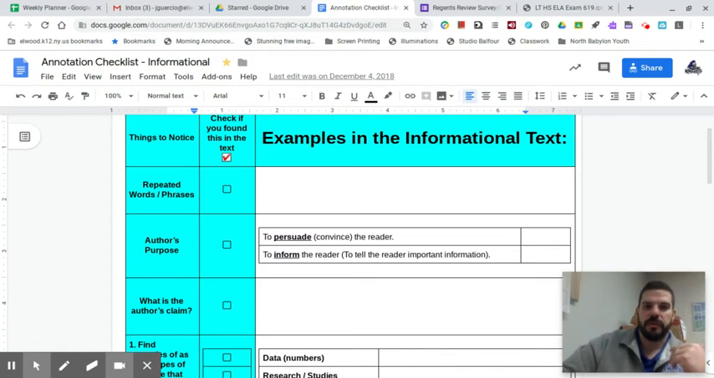Okay, author's purpose is big. When you're reading an informational text, passage C or the argument essay, what is the author trying to do? Are they trying to persuade or convince you? Are they trying to prove to you that their point of view on something is the right point of view? That's what persuading means. So that means they might have a bias, they're leaning towards a certain direction.